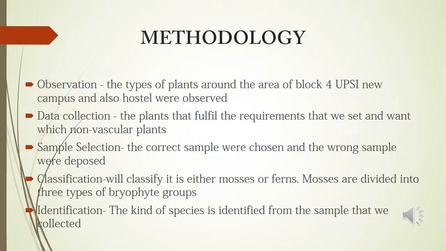Clarification. We clarify whether it is moss or fern. Mosses are divided into 3 types of bryophyte group. Identification. The kind of species is identified from the samples that we collected.